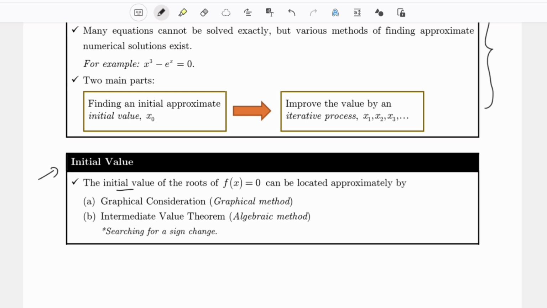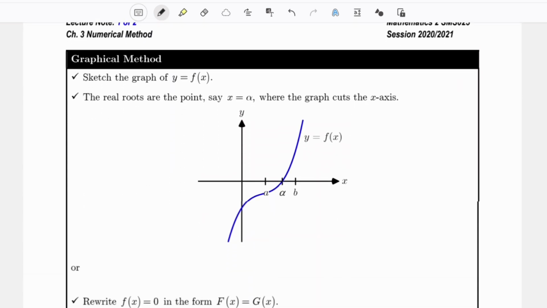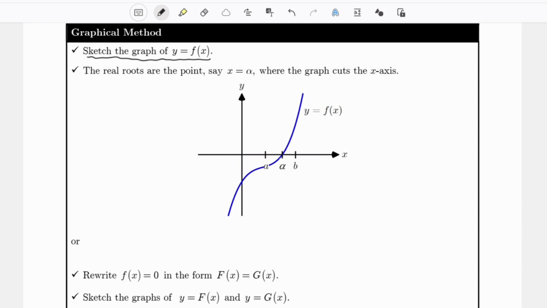The initial value of a root of f(x) equal to 0 can be located approximately by using a graph, that is graphical consideration, and the intermediate value theorem. So let's look at the graphical method. Sketch the graph of y equals f(x). There are two ways to sketch the graph. If you are able to sketch y equals f(x), the graph cuts the x-axis at a point, and that will be the root.